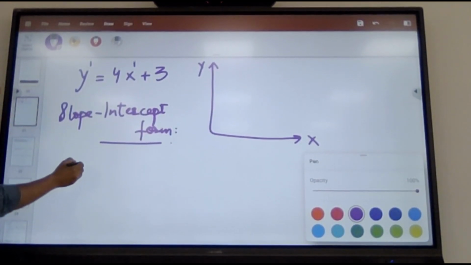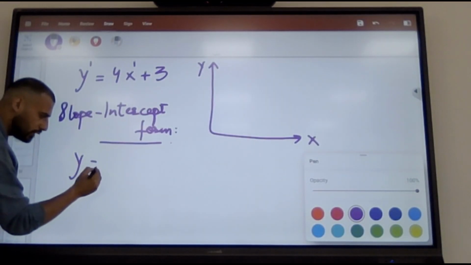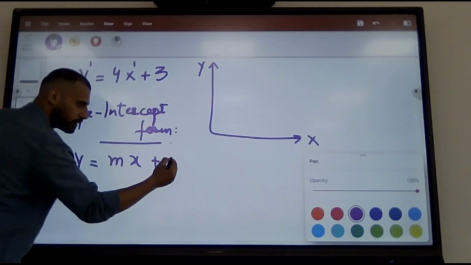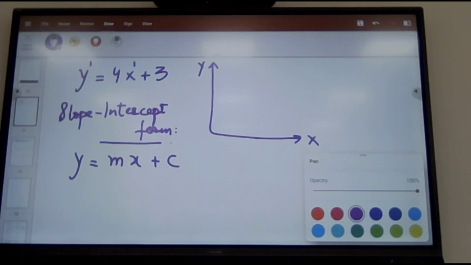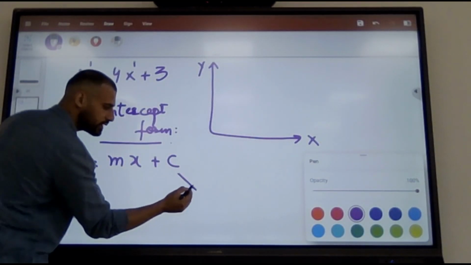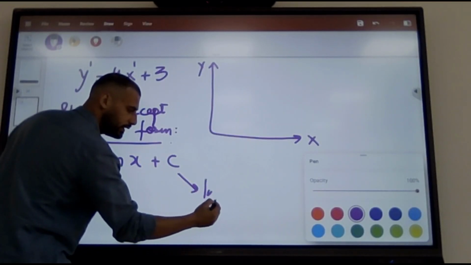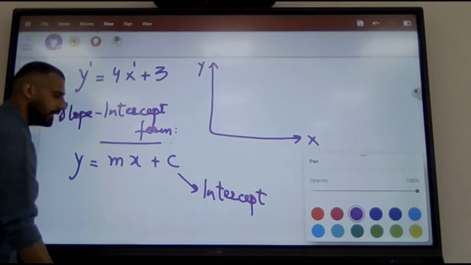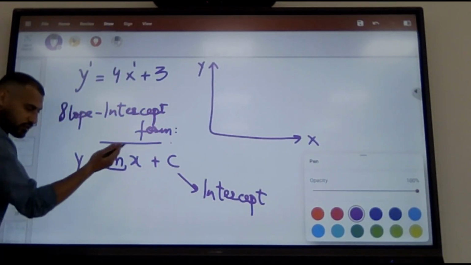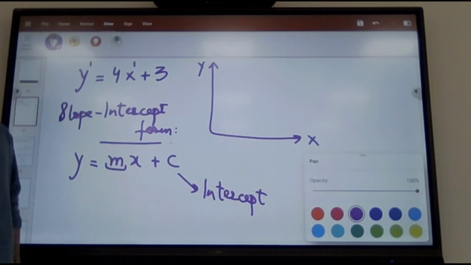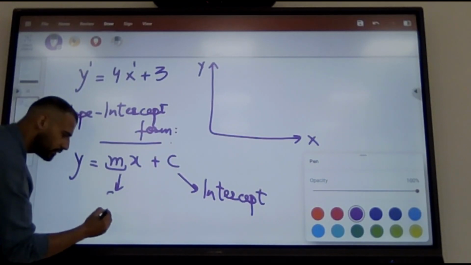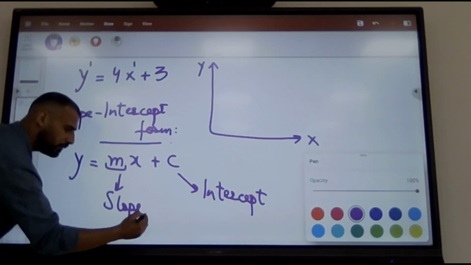Now the slope-intercept form of the line is y, one of the variables, is equal to some constant times x plus some other constant. Okay? Now as you know, this constant is called the intercept. And this constant, which is the coefficient of one of the variables, is called, yes? Yeah, very good. This is called the slope. Can you tell what is slope?